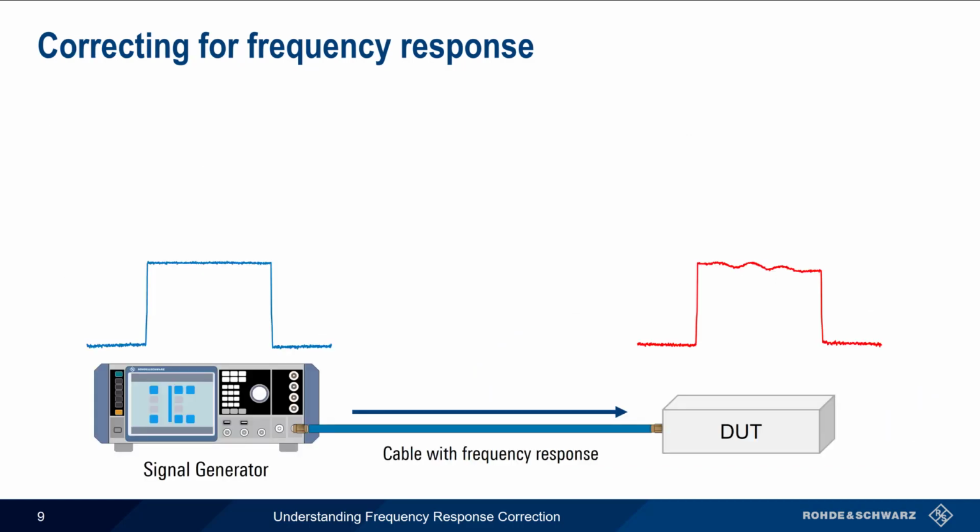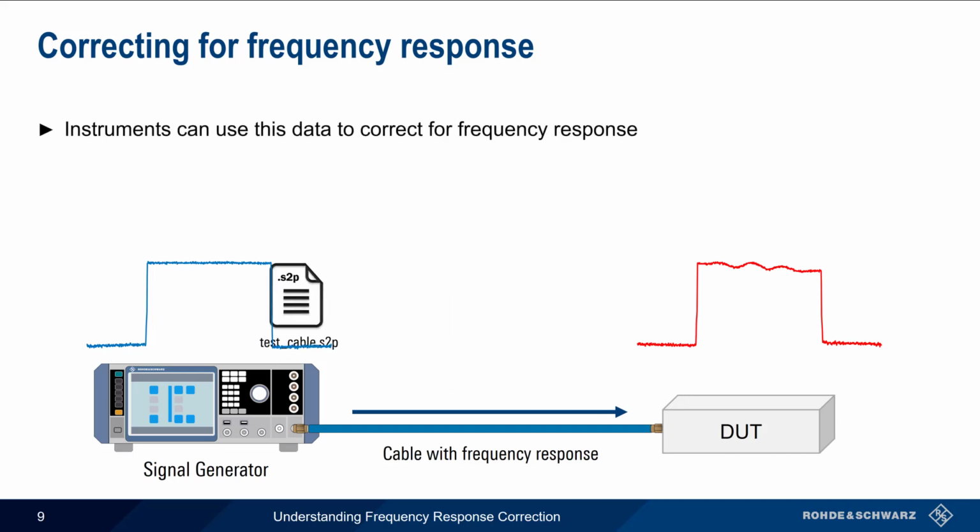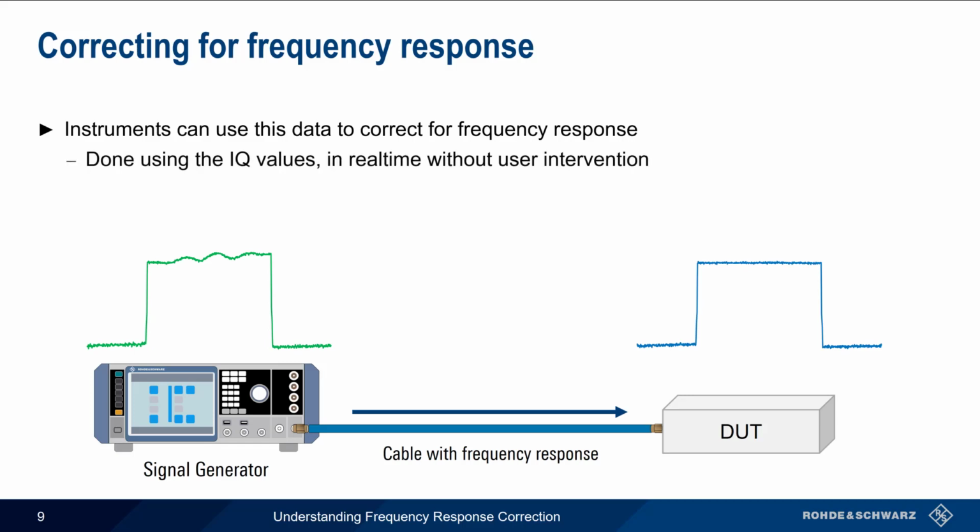Once a component has been characterized in this way, these touchstone files can then be loaded into a signal generator and/or spectrum analyzer. Within the instrument, the data in this file can be used to correct for any frequency response either in the signal transmitted by a generator or received by an analyzer. Note that this correction is done at the IQ or baseband level and can be done in real time, without any additional user intervention or adjustment. Compared to manual adjustments or post-processing methods, this automatic, real-time frequency response correction provides greater ease of use and reduces the probability of user error.